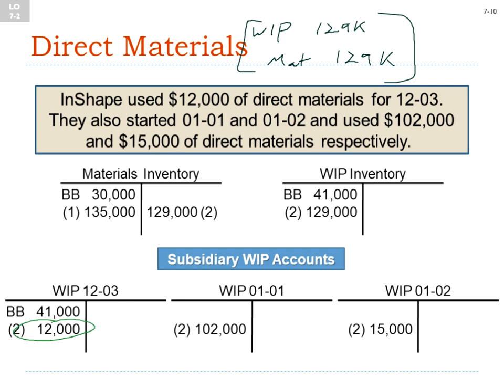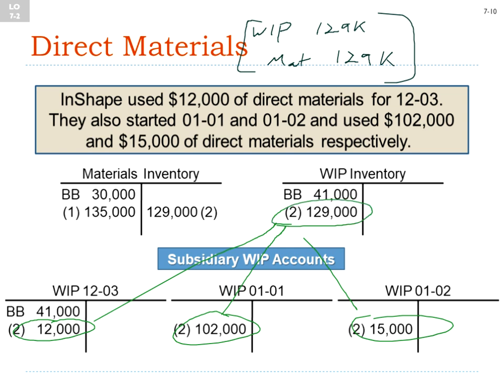This 12,000 here, this 102 and 15, you add those up, and those are all debits, and they're going to match what we have here for work in process inventory, $129,000. All right, and then you can even see for a prior entry, we had $41,000 in work in process for the job 1203, and that matches the $41,000 in the main work in process inventory account.